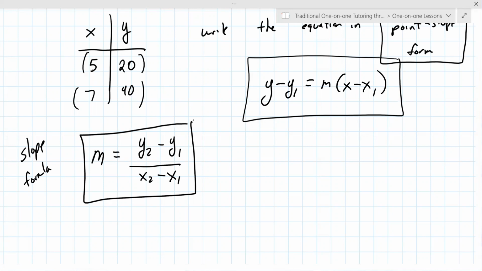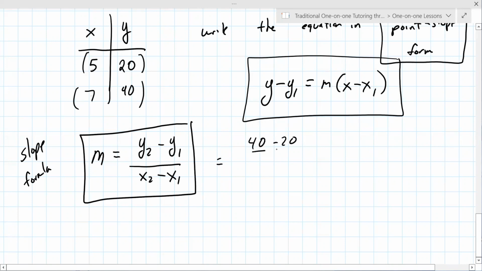Okay, so when you see this formula, y2 minus y1 over x2 minus x1, do you know which is your x1 and your y1 and which is your x2 and your y2? I'm pretty sure y1 would be 20 and y2 would be 40. Sure, that works. So that's 40 minus 20 over 7 minus 5. Could you calculate that slope for us, please?